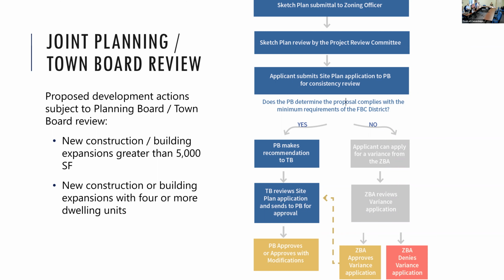And then for those larger scale projects, as we noted, new construction greater than 5,000 square feet or 4 or more dwelling units, you can see that there is the additional town board review built into the process. So the planning board is still looking at it first and essentially providing a report and a recommendation to the town board. The town board is then reviewing it and sending it back to the planning board for formal approval.